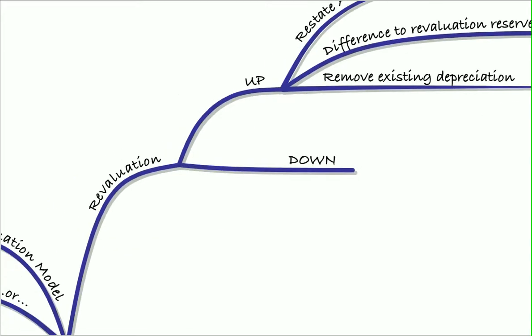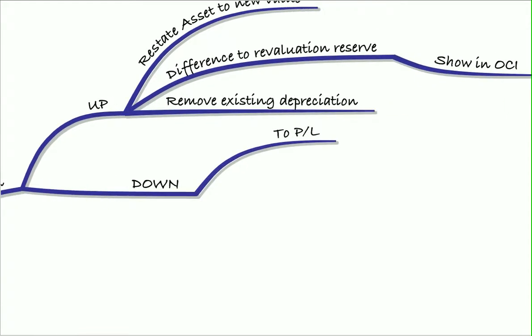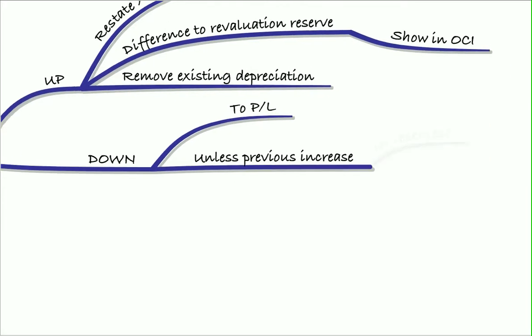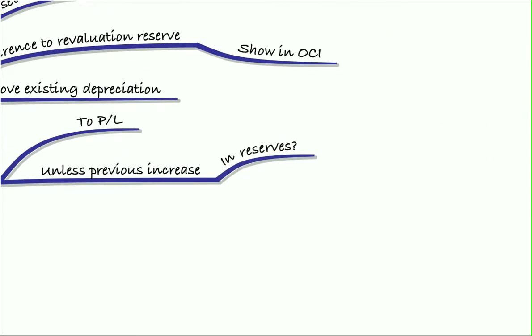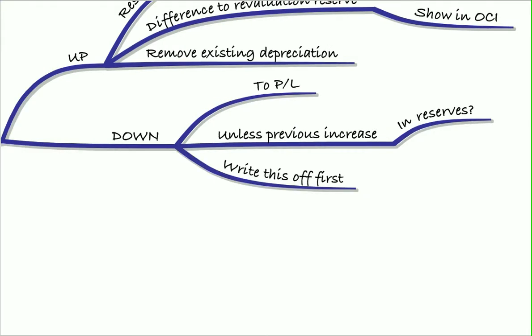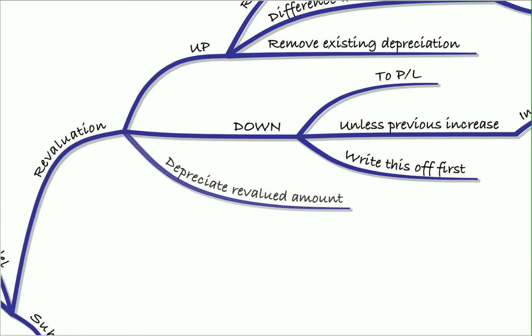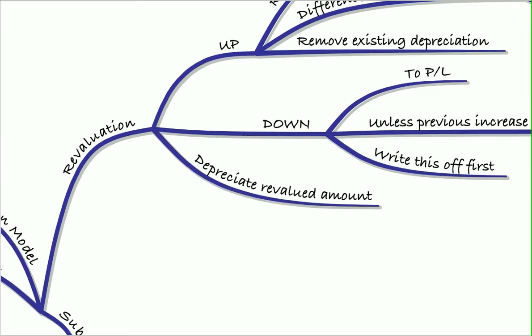Revaluation downwards is an impairment, which we'll look at in detail shortly. That will go to the profit and loss account. So we revalue downwards to the profit and loss account unless we had a previous increase that was in reserves. In that case, we remove that first of all and then to profit and loss. And we then calculate our depreciation based on the revalued amount.